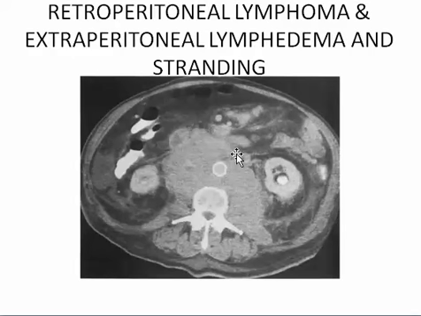But lymphoma can result in retroperitoneal masses as well, not only in the peritoneum. So we have retroperitoneal lymphoma and extraperitoneal lymphedema. We have here stranding of all retroperitoneal structures, Gerota's fascia on either side, and perirenal fat, all is edematous. Lymphoma.